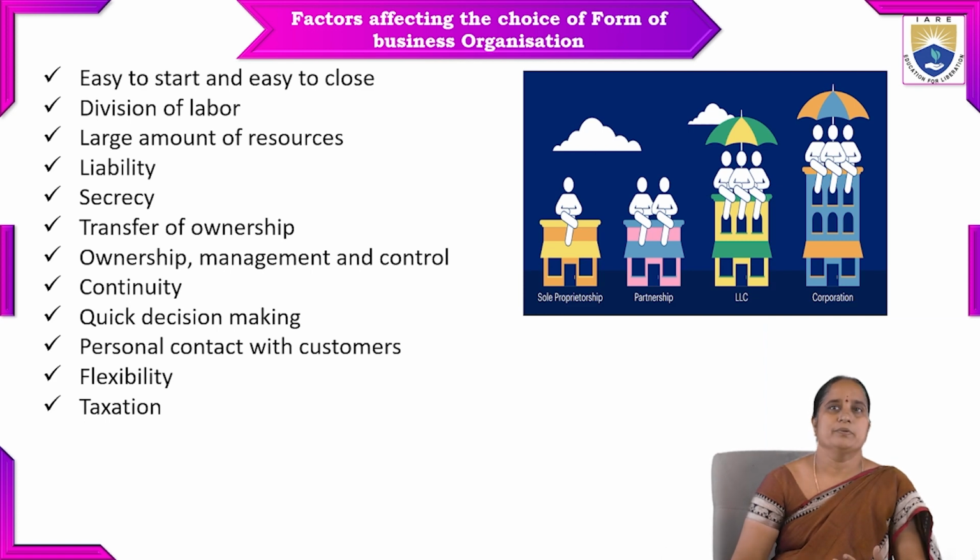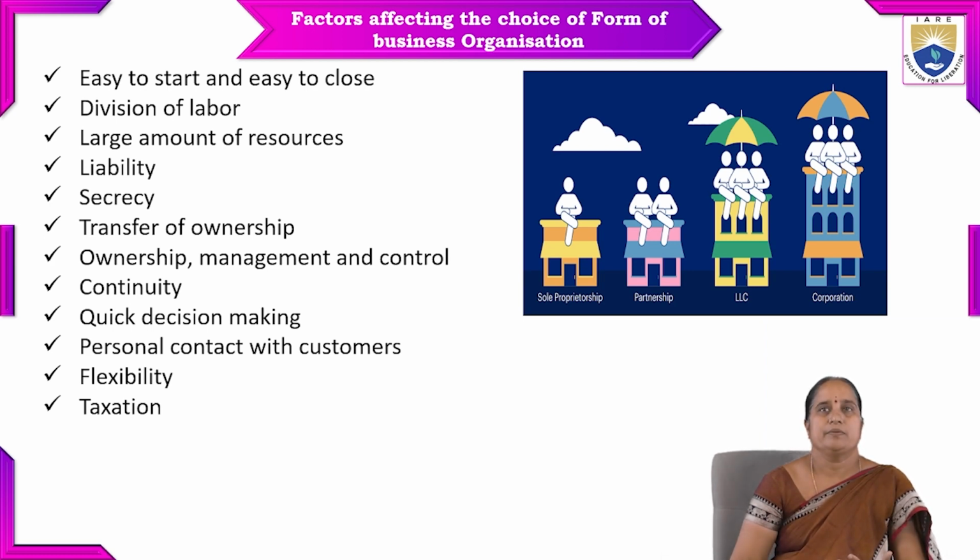Then division of labor. Coming to partnership, as there is more than one member, there is the possibility of division of labor. The work is divided among all the partners, so that the entire business operations can be easily carried out. Then large amount of resources: as the number of partners is more, the pooling of resources will also increase.